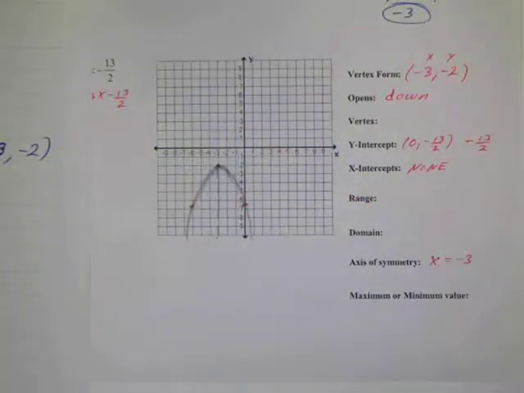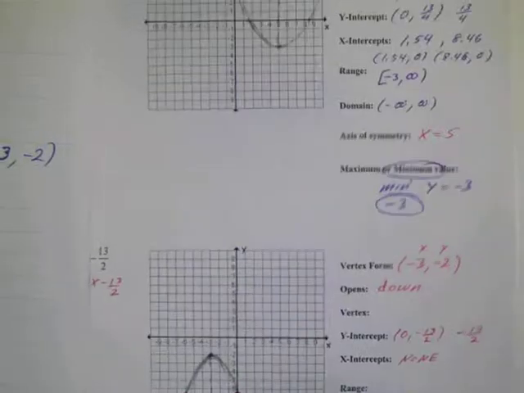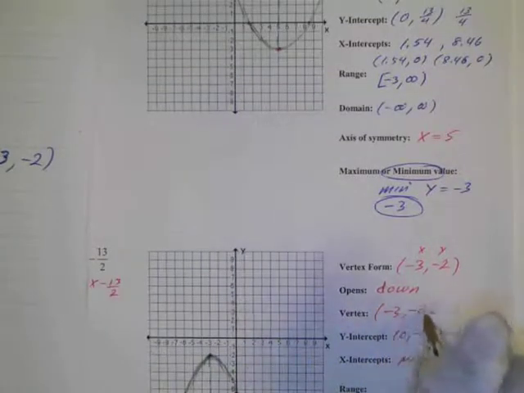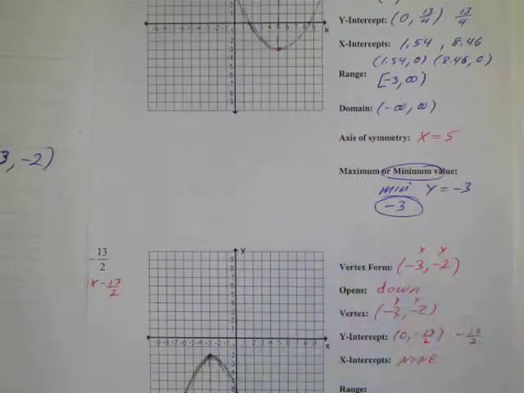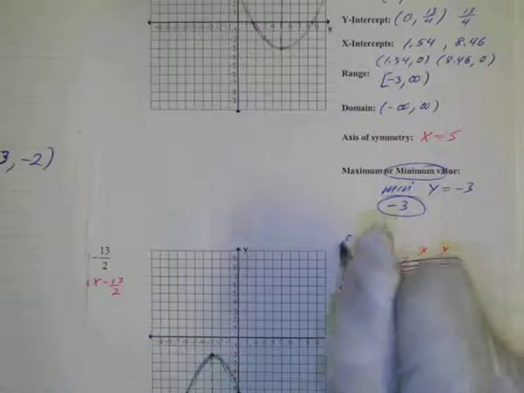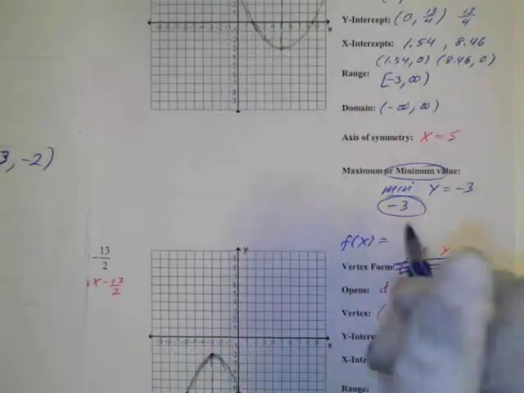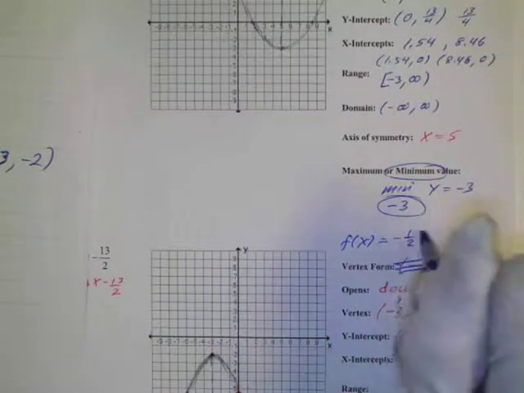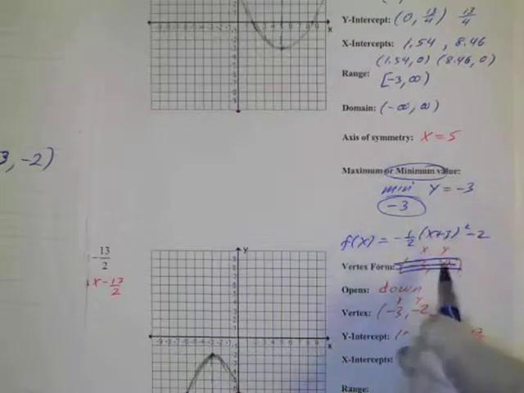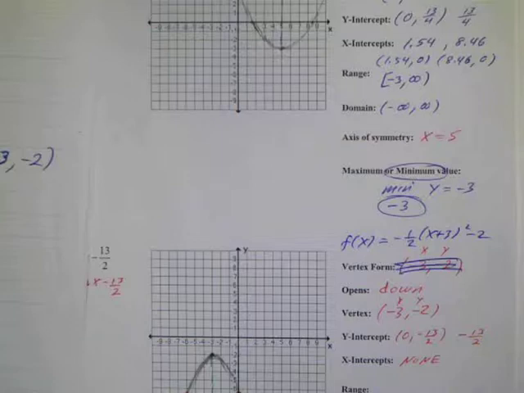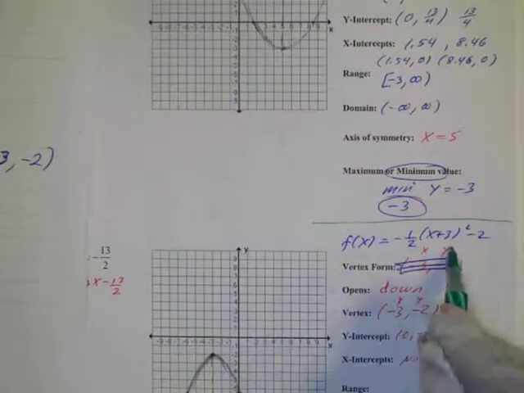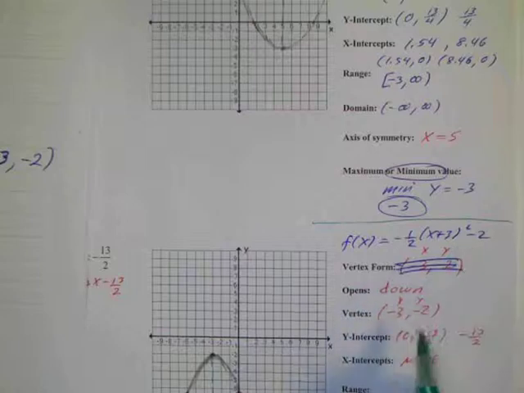Oh, that's vertex form. Excuse me. Put my vertex over here. So this is going to be -3, -2, and there's x, y. And my vertex form, I'll just write it up here, is going to be f of x equals -1/2 x plus 3 squared minus 2. So that was our vertex form. Okay, so that's vertex form there, right? And there's our vertex.